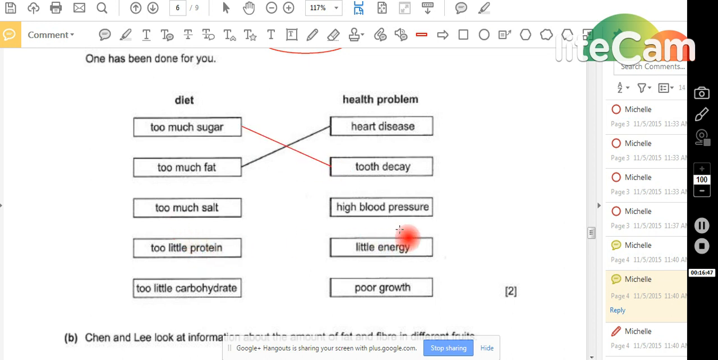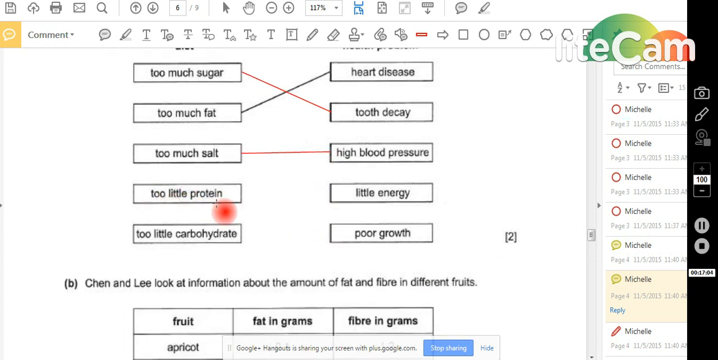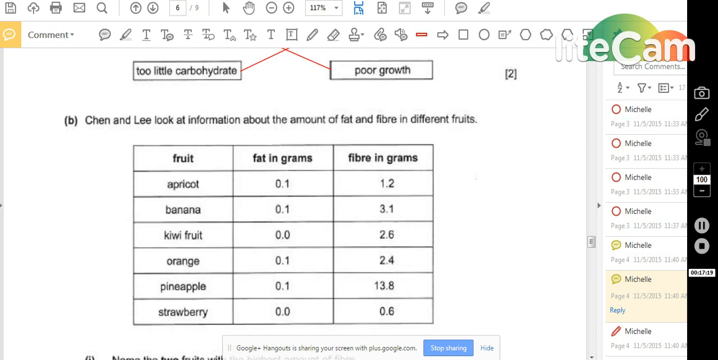Too much salt. Will it cause high blood pressure, little energy, or poor growth? High blood pressure. Okay, when you draw these lines, make sure that it touches this block, touches that block, and it's drawn with a ruler. Okay. Too little protein. Will that give me little energy or poor growth? Poor growth. Good. Too little carbohydrates. So what's left? Little energy. Very good.